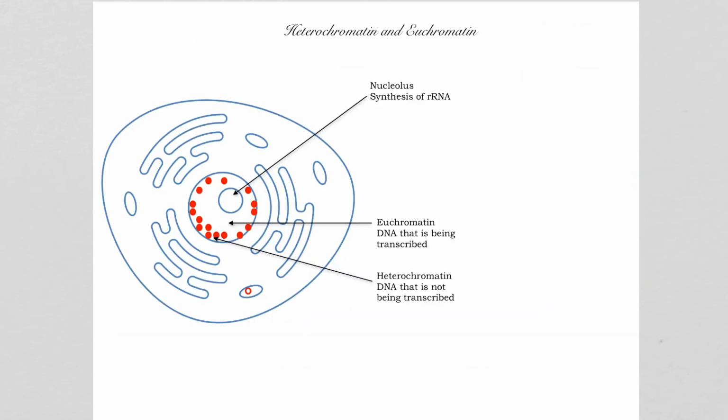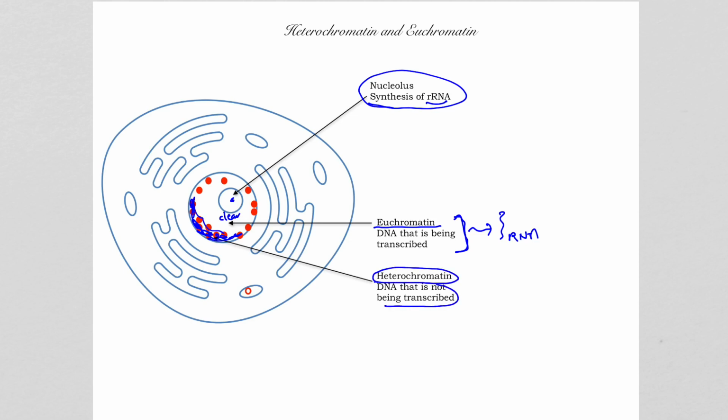When you look at the cell, the nucleus is the place where a lot of rRNA, ribosomal RNA, is made. And then you can see clear areas in the cell. We call that euchromatin. This is the DNA that's actually being transcribed, that is actually being made into some sort of RNA. While the darker areas in the nucleus, very close to the nuclear envelope, are called heterochromatin. This is DNA that's not being transcribed.